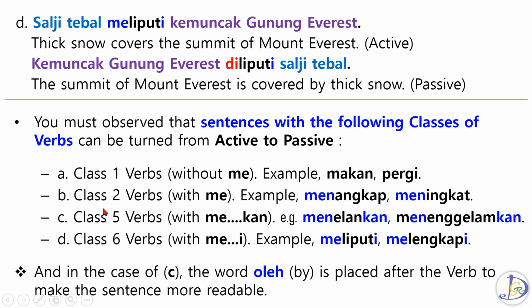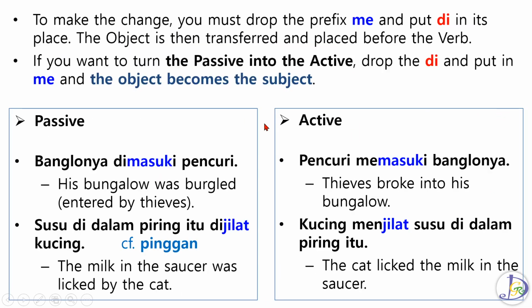And in the case of C, the word oleh is placed after the verb to make the sentence more readable. Oleh is by. To make the change, you must drop the prefix me and put di in its place. The object is then transferred and placed before the verb. If you want to turn the passive into the active, drop the di and put in me and the object becomes subject.